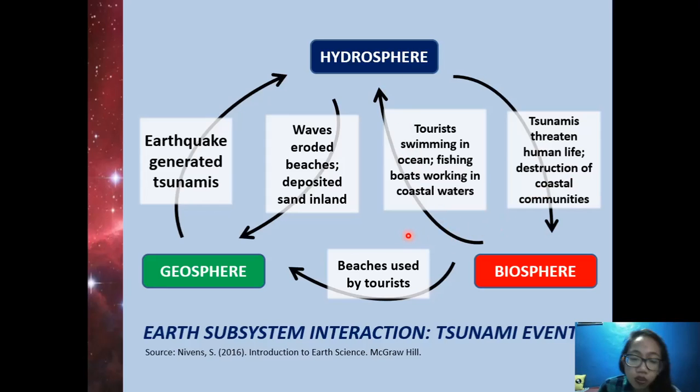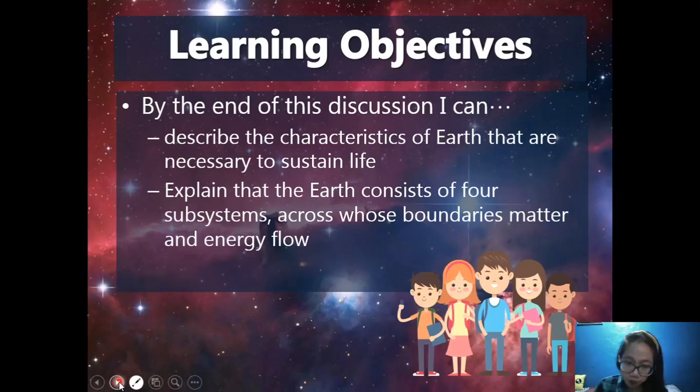Okay, but in a normal situation, we as human beings affect these two subsystems. So we go in the hydrosphere as a hobby, as leisure, as fun, entertainment, but we also depend on it to provide for our food and livelihood. So that's just an example of Earth subsystem interaction.